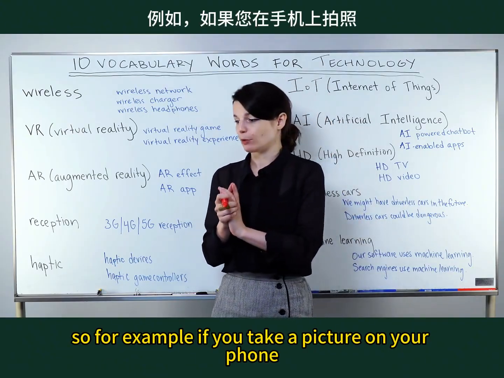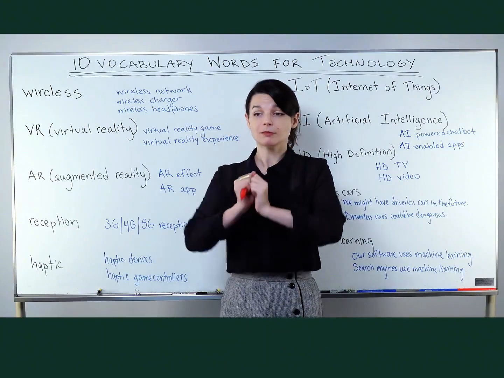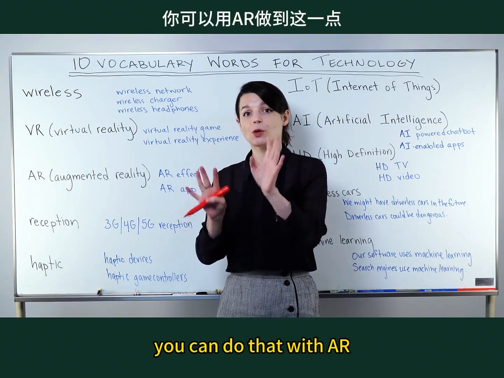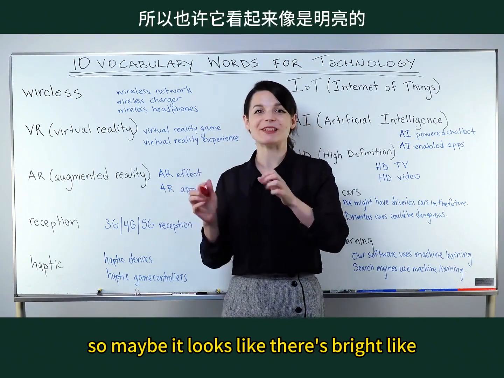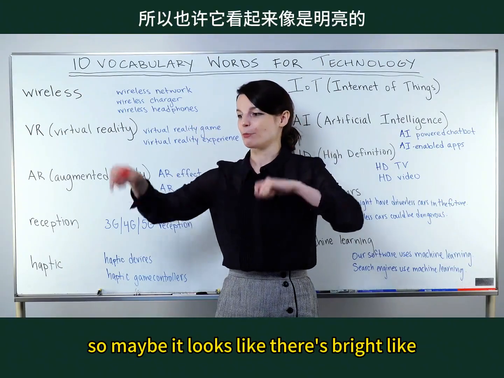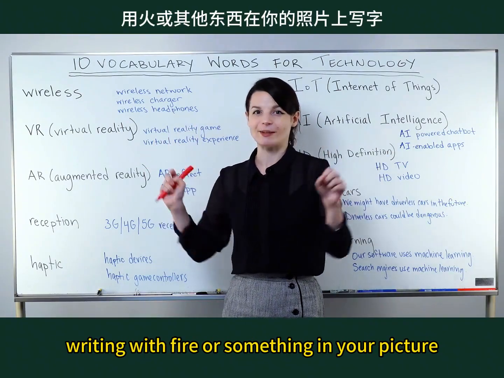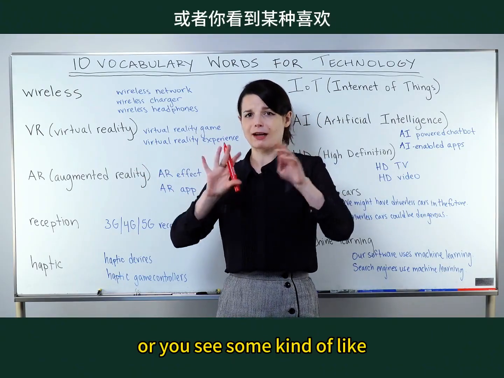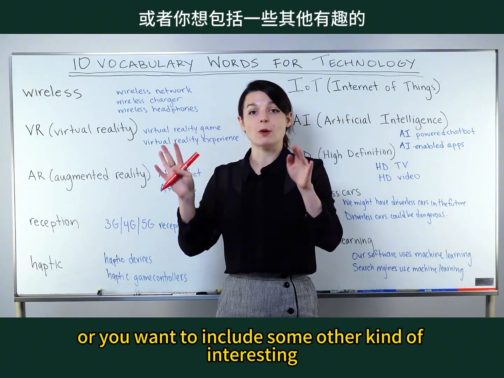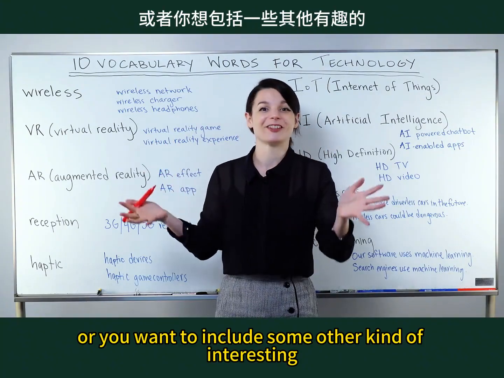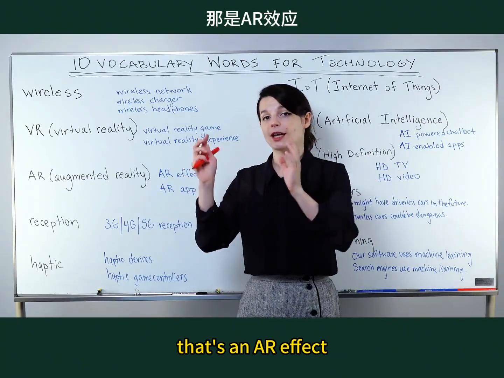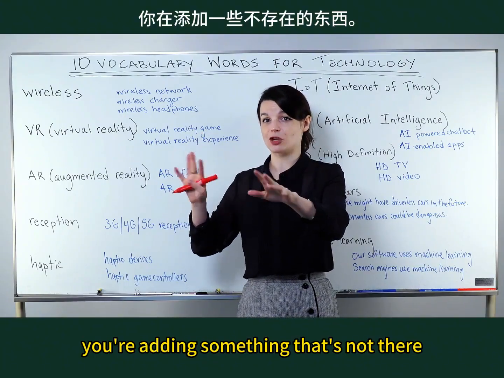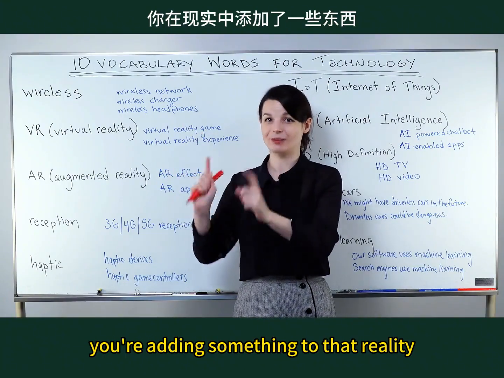So for example, if you take a picture on your phone, and you want to add some special effects to your picture, you can do that with AR. So maybe it looks like there's writing with fire or something in your picture, or you see some kind of special imagery, or you want to include some other kind of interesting effect, whatever you like. That's an AR effect. You're adding something that's not there. You're adding something to that reality.